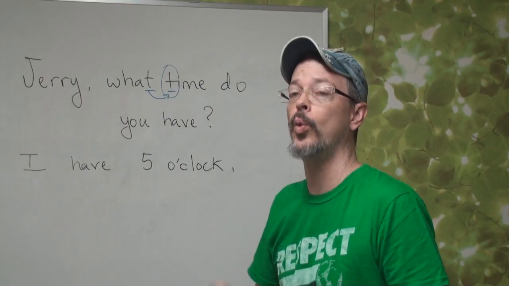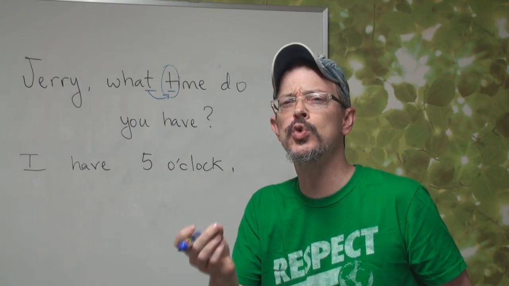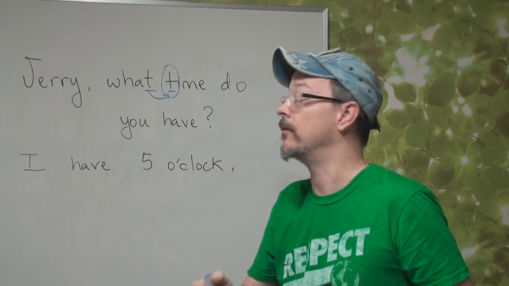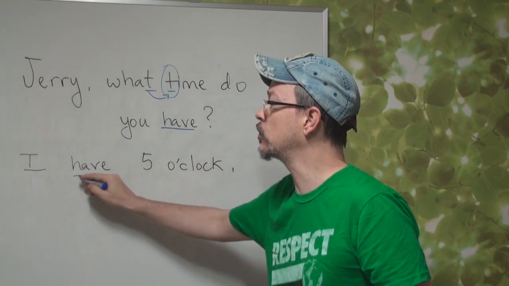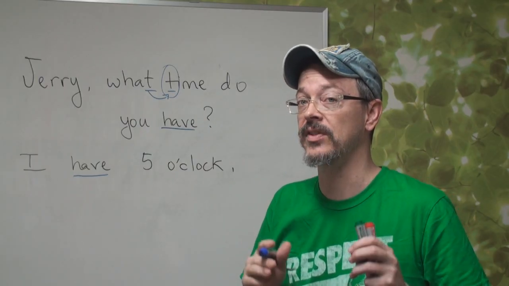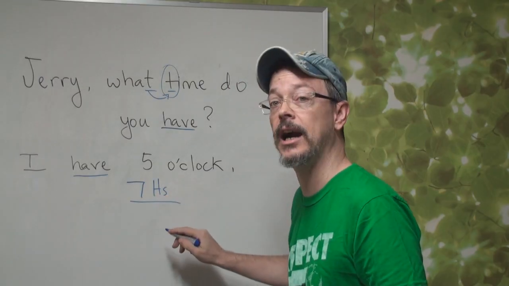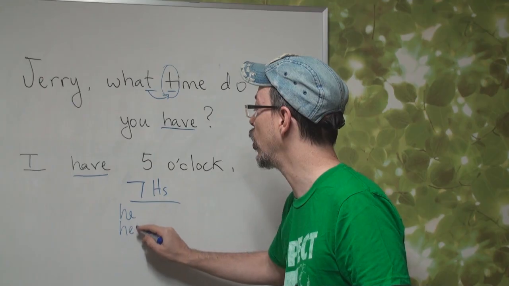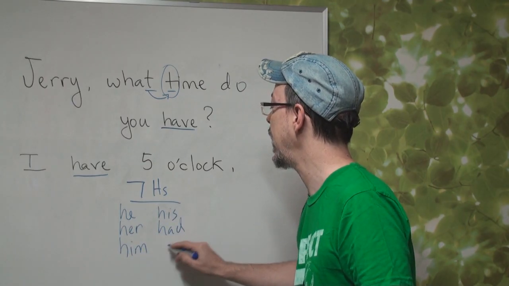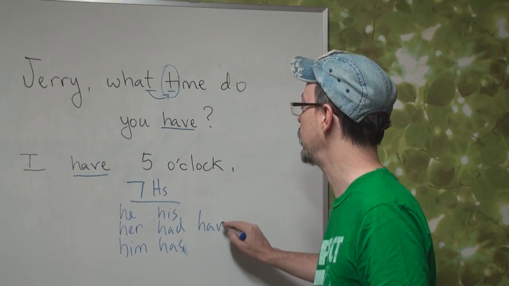What time do you have? What time do you have? Do you? The faster we say it, the shorter the "you" gets. Do you, do you have. And this word, have, there's a pronunciation rule. I call it the 7 H's. The 7 H's. And the words are he, her, him, his, had, has, and have.